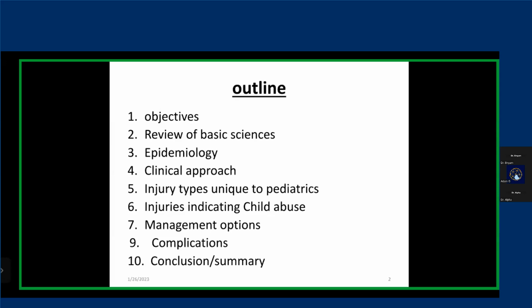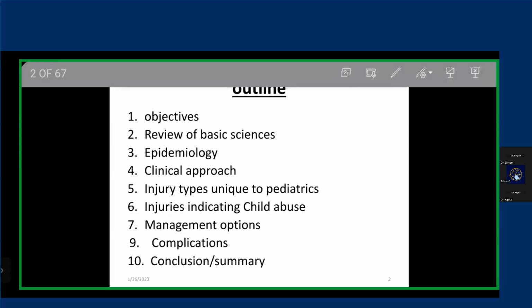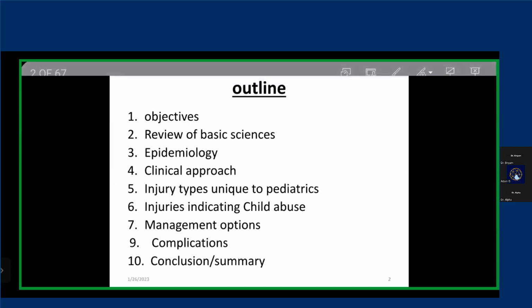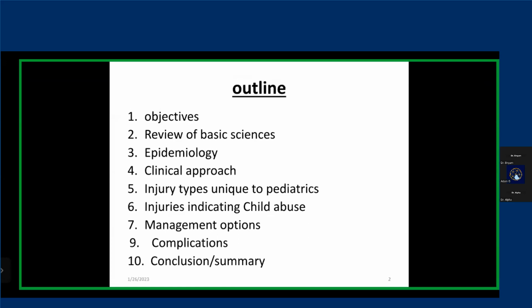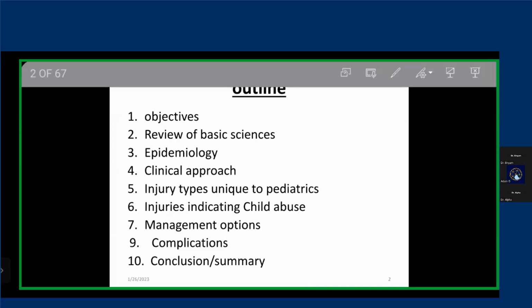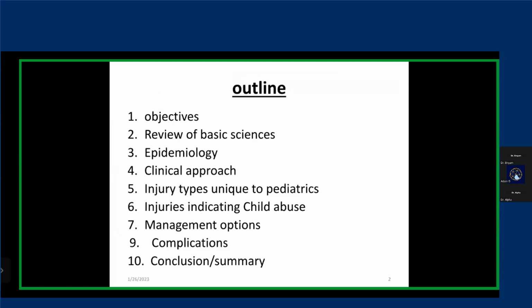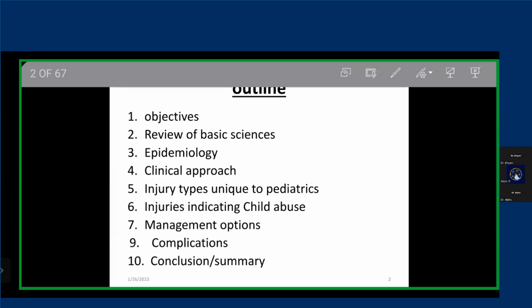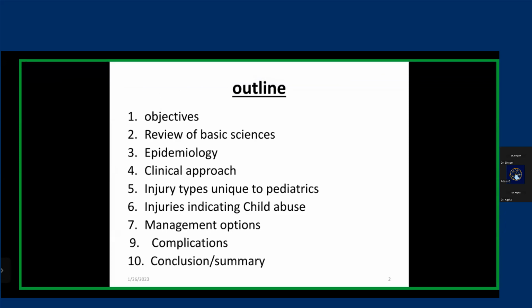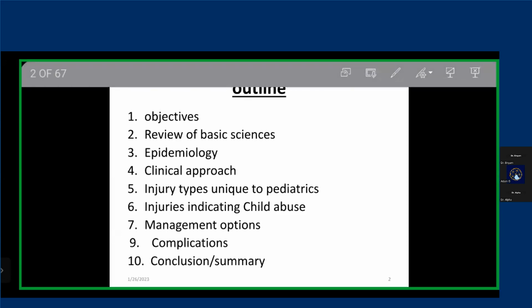I'll lay out some objectives for this session, and we'll review some basic sciences with regards to pediatric bone structure. Then we'll see the epidemiology of pediatric trauma, and we'll go through how to clinically approach these patients. Then we'll see injury types that are unique to the pediatric population, and we'll also extensively discuss child abuse because it's on the rise, and the musculoskeletal trauma that's inflicted is a very common presentation for these groups of victims. After that, we'll see some general management options, even though specific management interventions are left to the specialist, but we'll see the general ways of approaching these patients. And then we'll see some common complications and then summarize.